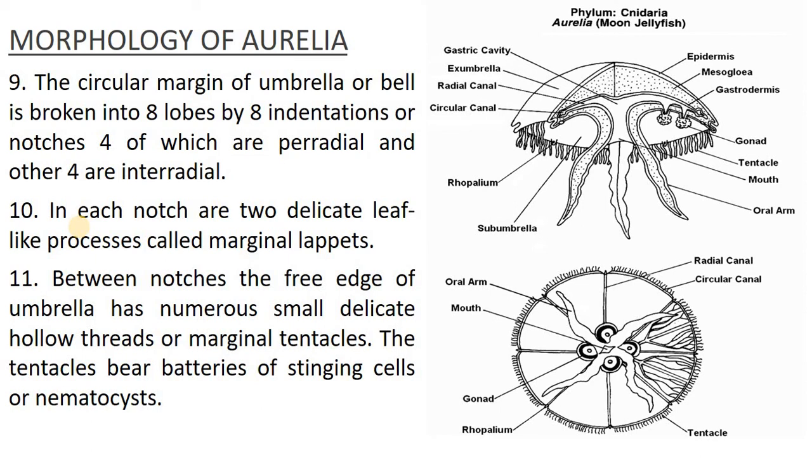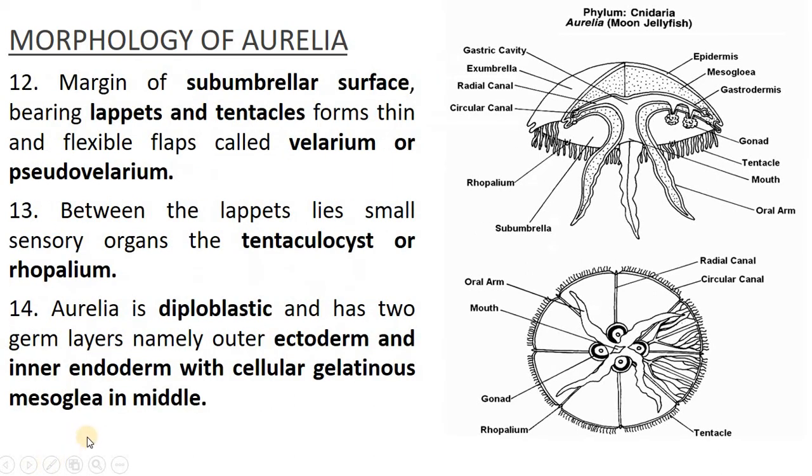Between the notches, the free end of the umbrella has numerous small, delicate, hollow threads or marginal tentacles. These tentacles bear batteries of stinging cells or nematocysts, which produce a toxin called epoxin, able to kill the prey. Further, the margin of the subumbrella surface bearing lappets and tentacles forms thin, flexible flaps called velarium or pseudovelarium. Between the lappets lie small sensory structures called tentaculocysts or rhopalia.